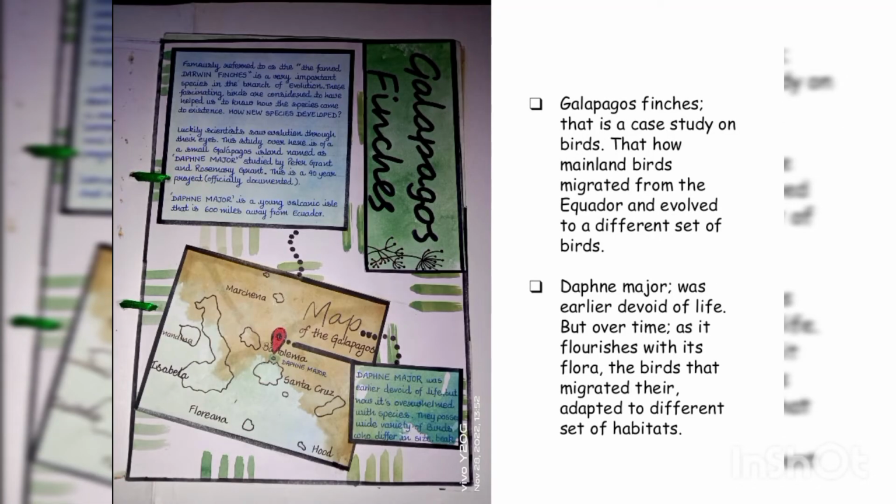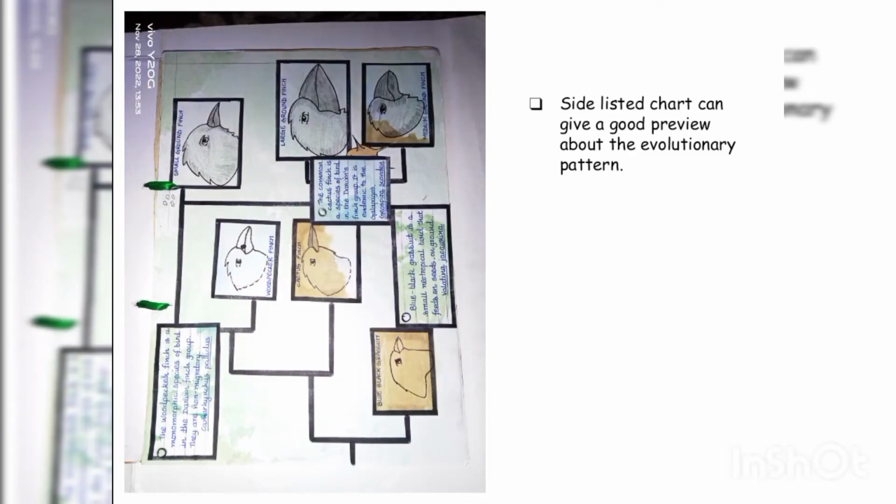Galapagos finches. That is a case study on birds, that how mainland birds migrated from Ecuador and evolved to a different set of birds. Daphne Major was earlier devoid of life, but over time as it flourished with its flora, the birds that migrated there adapted to different sets of habitats. The side-listed chart can give a good preview about the evolutionary pattern of the mainland finch into blue-black grassquit, cactus finch, woodpecker finch, and ground finches.